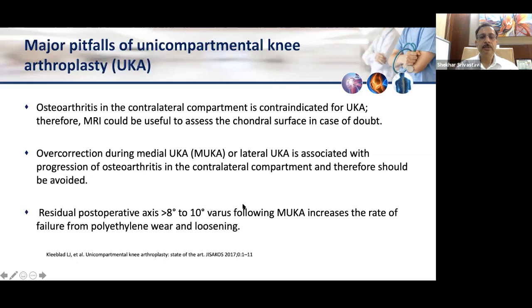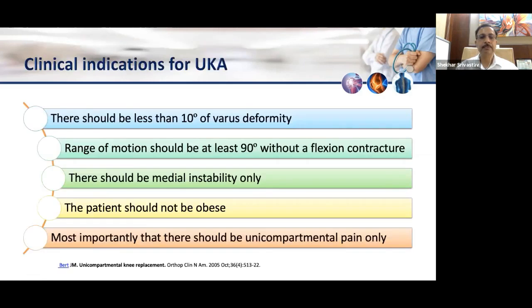Major pitfalls: osteoarthritis in the contralateral compartment is a contraindication for UK. Overcorrection during medial UK is associated with progression of osteoarthritis in the contralateral compartment and therefore should be avoided. And residual post-op axis of more than 8 to 10 degrees of varus following unicompartmental knee arthroplasty increases the rate of failure from polyethylene wear and loosening.